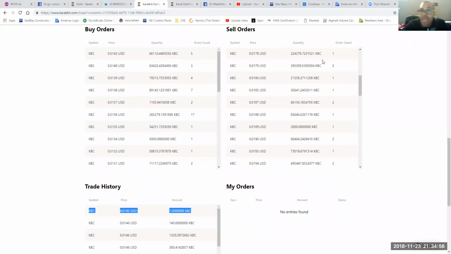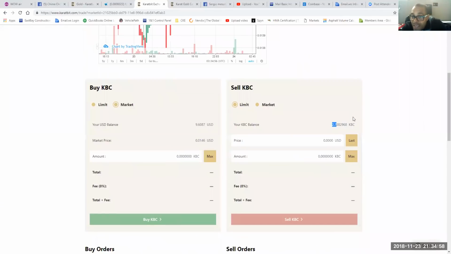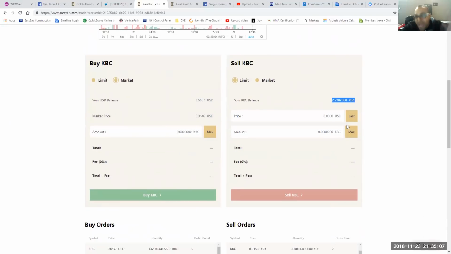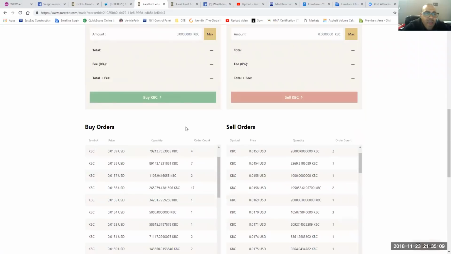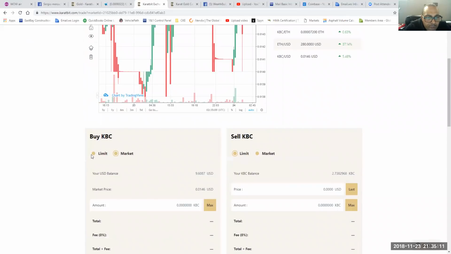So I just added another coin here. So all my coins will show up here as well. And you see that? It says I got two. I had 1.7 at first. But now I have two. Now I have plenty more, but just to show you that. Now let's do another order. Let's do a limit order.